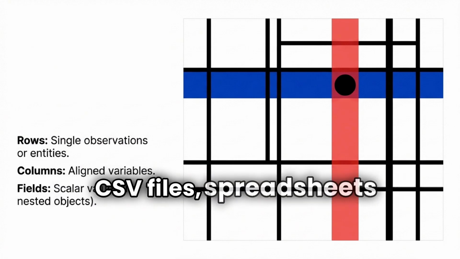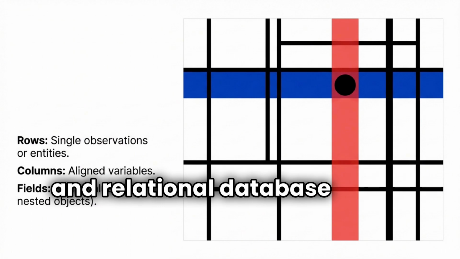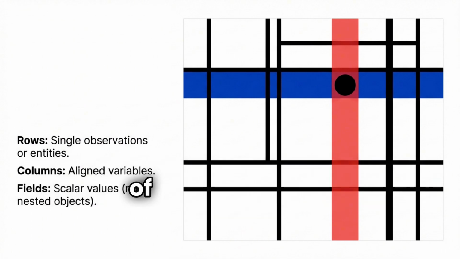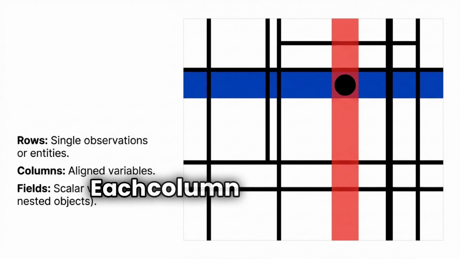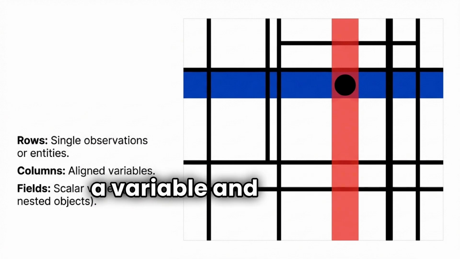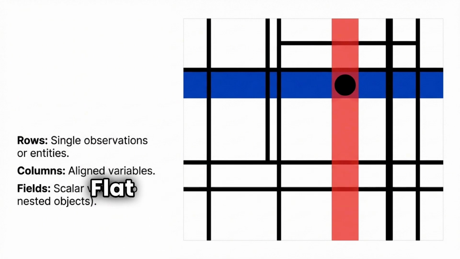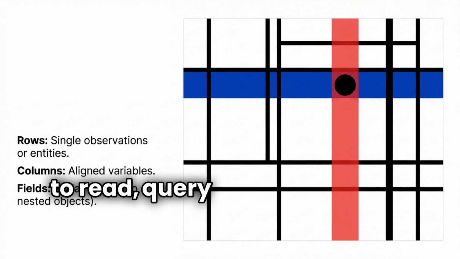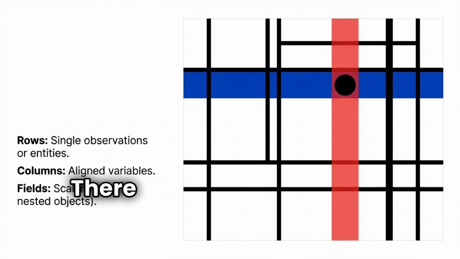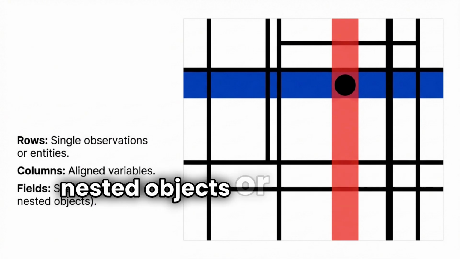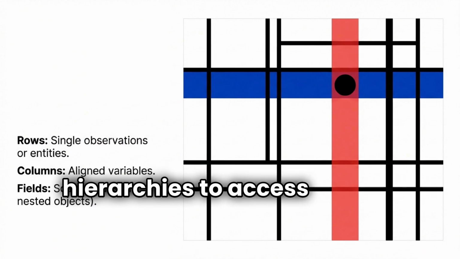CSV files, spreadsheets, and relational database tables are the most common examples of flat structures. Each column represents a variable, and each row represents a single observation or entity. Flat structures prioritize clarity and accessibility. Because all fields exist at the same level, the representation is easy to read, query, and manipulate. There is no need to traverse nested objects or reconstruct hierarchies to access values.